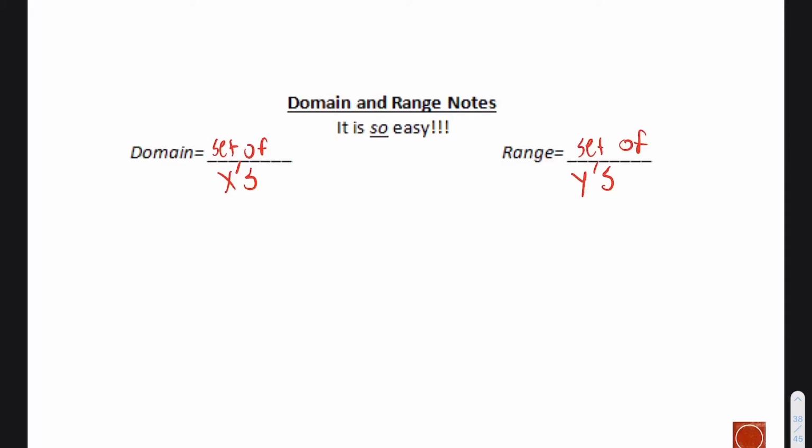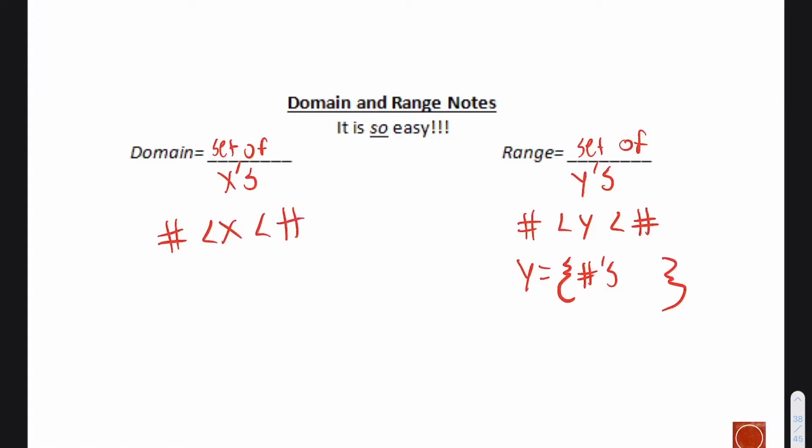You can either write this as a number is less than y is less than a number, or you could write this as y equals, and then you could write the individual numbers. And the same for x. X could be written as an inequality, or x could equal a set of specific numbers.